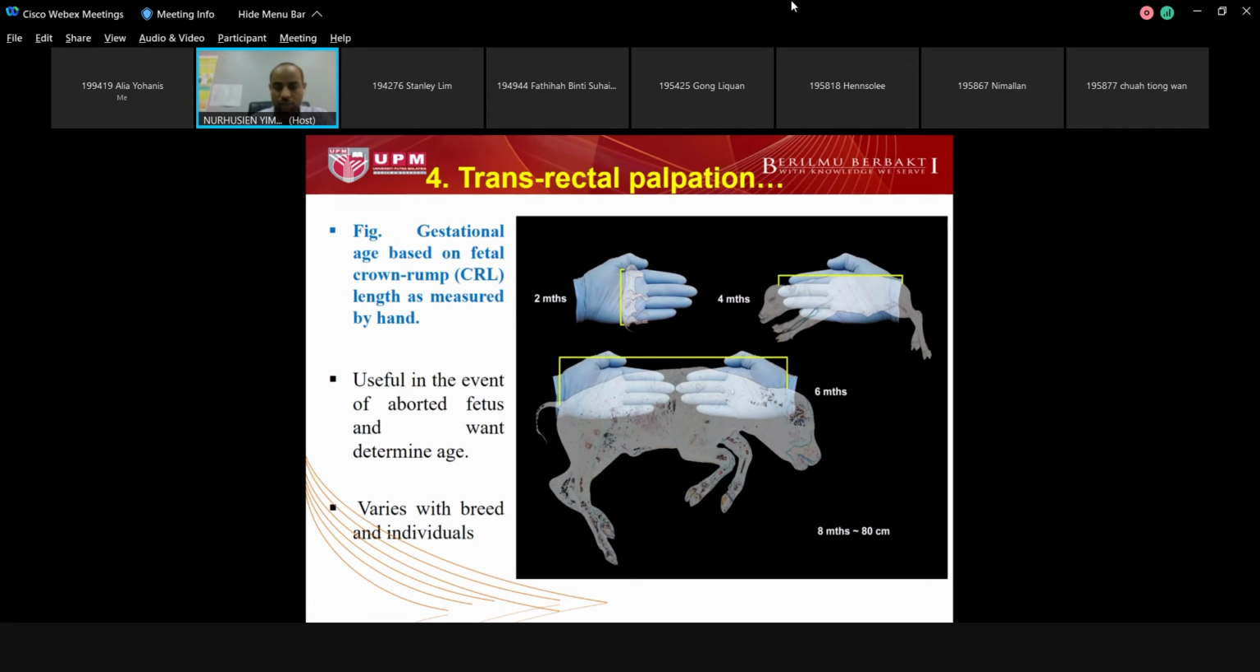So this is a rough estimation of how you can do it, and basically this is more applicable when you have an aborted fetus, but not inside the rectum as you do palpation, okay? So please don't be confused. This is applicable when you have a fetus which is aborted, expelled outside, not while you are palpating inside the rectum. You can maybe do the first one, but it's not easy to fix the fetus and align it with your hand, because it's mobile and within a fluid content.